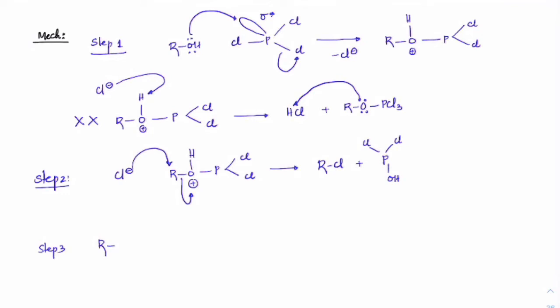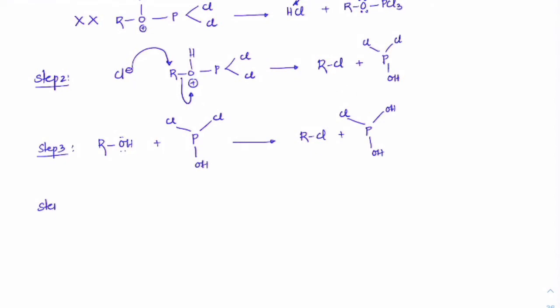step 3, that the next mole of alcohol will react with Cl OH. This time I am not showing the mechanism, I am directly writing the product. That will get RCl plus P OH, Cl and OH. Step 4, again the same reaction will happen here. So we will have ROH plus P, Cl, OH and OH to get this as RCl plus P(OH) thrice.